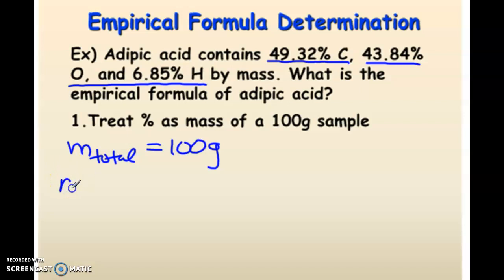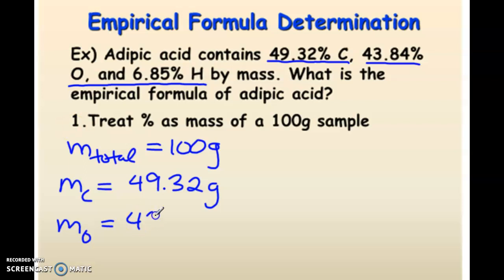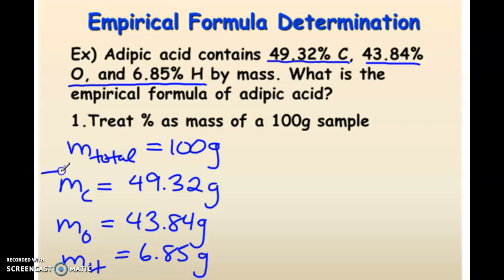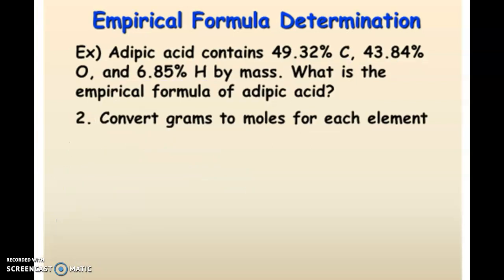So what that allows us to do is we can now assume that the mass of our carbon is 49.32 grams. The mass of our oxygen is 43.84 grams. And the mass of our hydrogen is 6.85 grams. Okay, so we have our mass values. All right, next, we're going to convert the mass values into moles for each element.